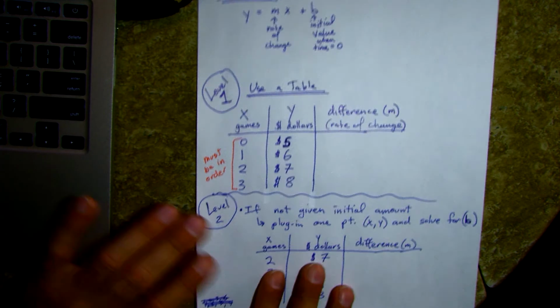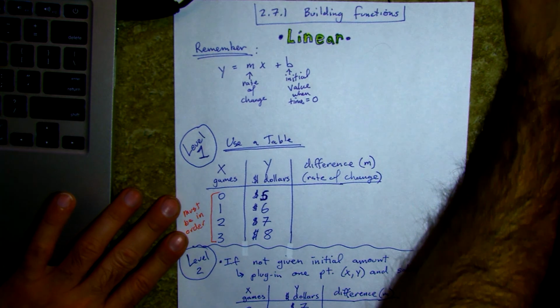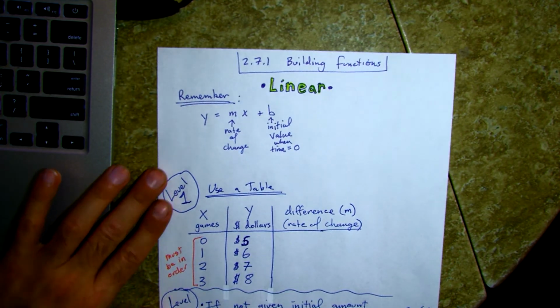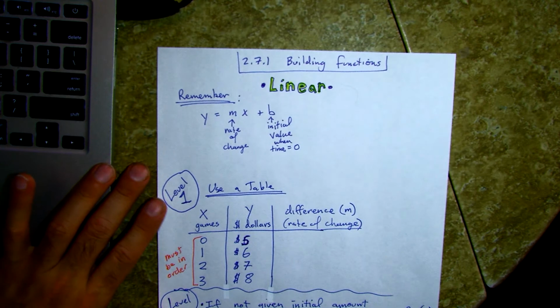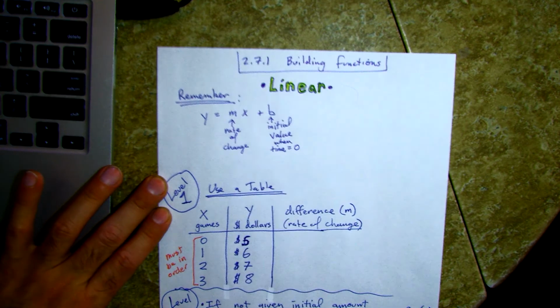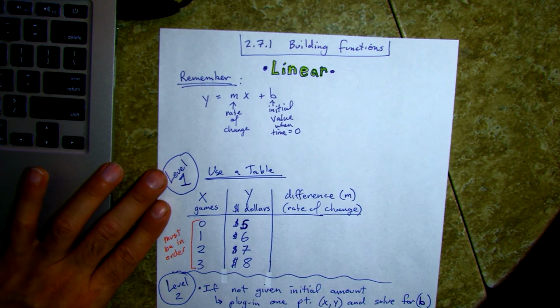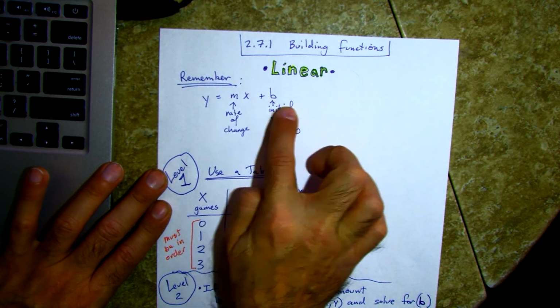All right, guys, hey, we're looking at this right here. We're looking at building functions, okay? We're building functions from tables. We're going to build linear functions, and then we're going to build exponential functions. But it's really a matter of, like we were talking before, the positioning of my different parts of a formula.